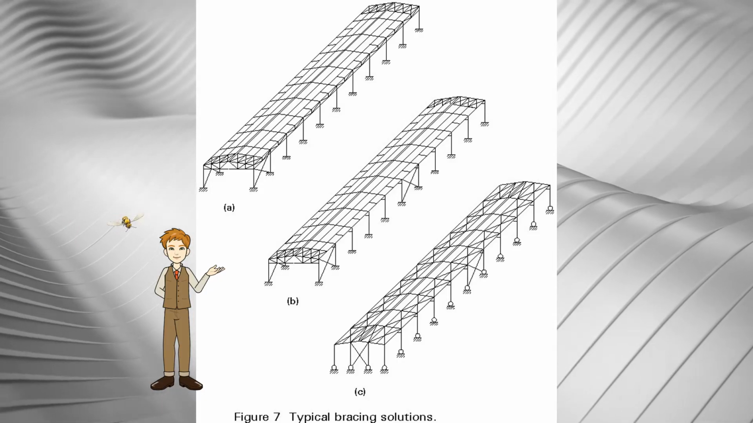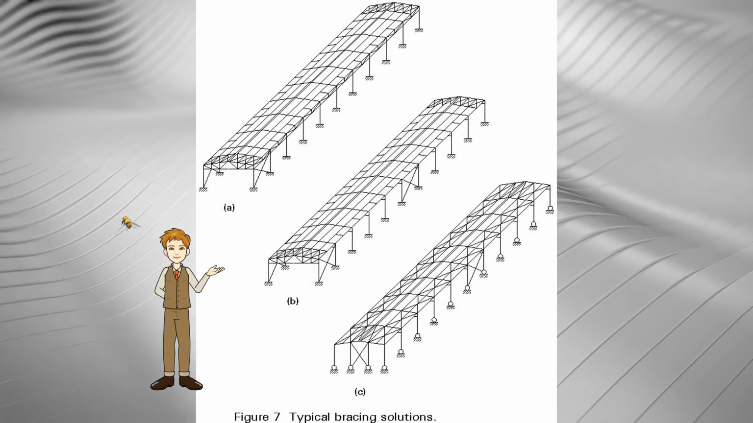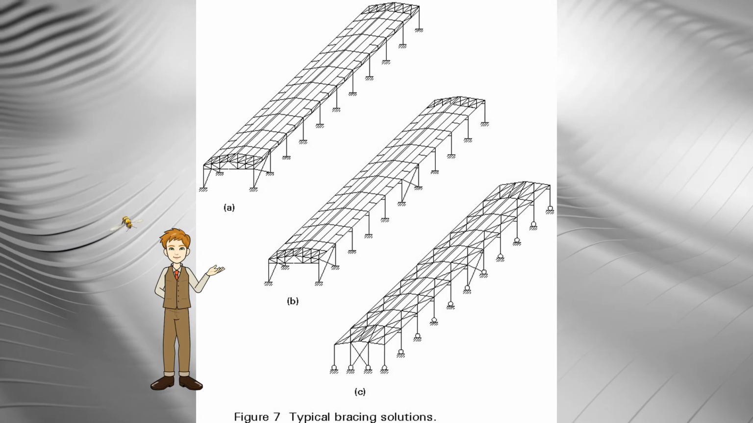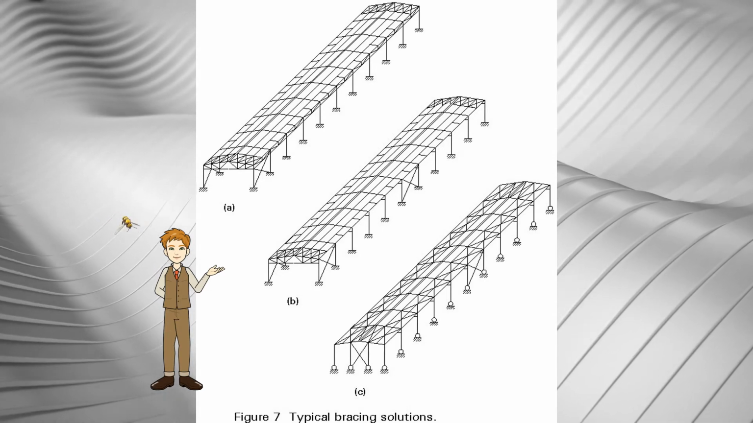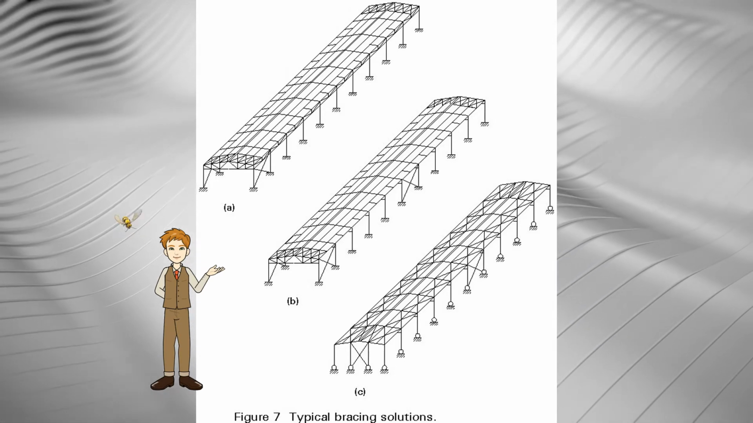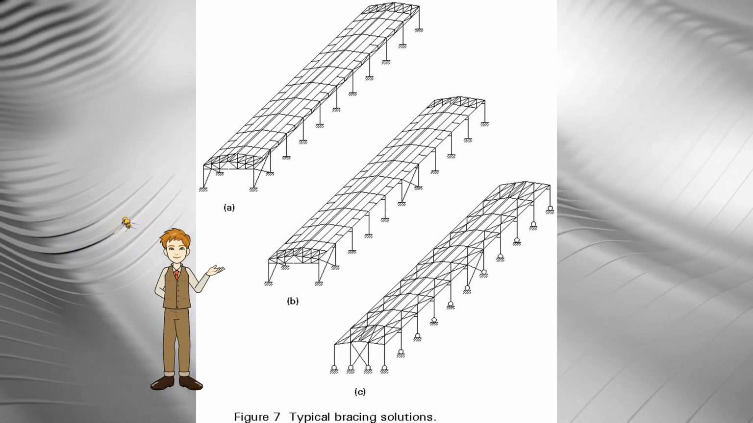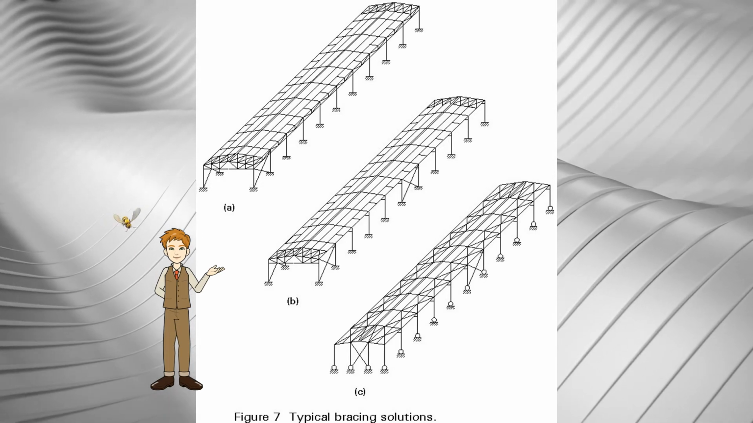Restraint to the main structure against out-of-plane buckling can be provided by the purlins connected to the top flange of the rafter and by the rails connected to the outer column flange. Figure 7 shows 3 typical ways of providing adequate restraint.